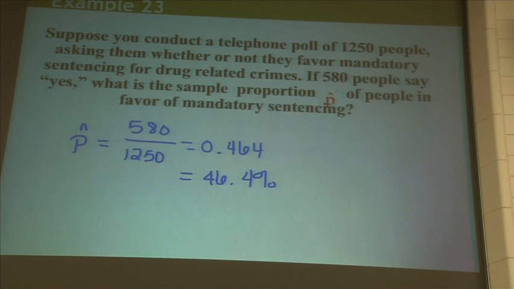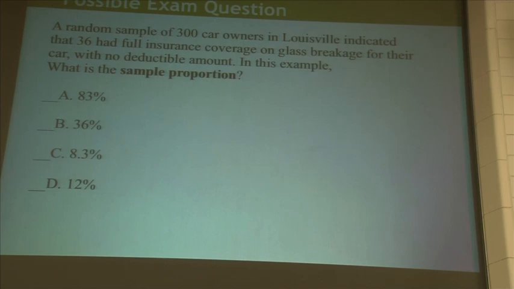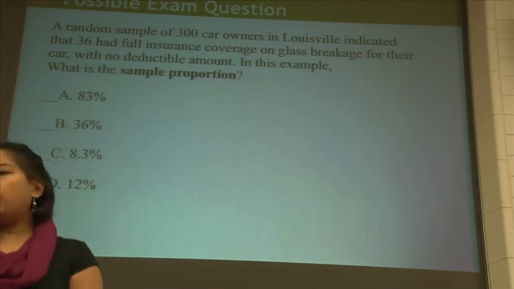Okay. One more, and then there's a couple more slides. Actually, you know what? Here's your possible exam question. Let's end it on that. And of course, pink pad of paper.